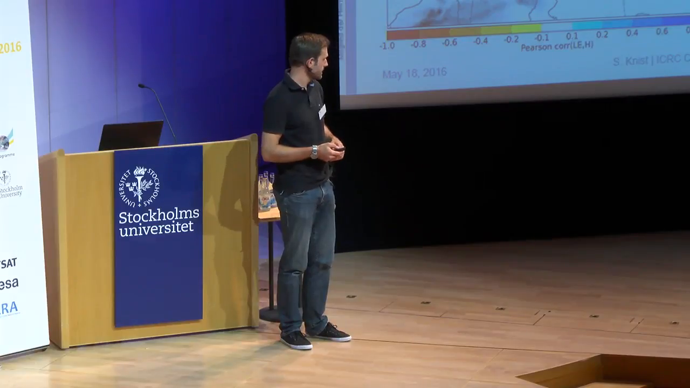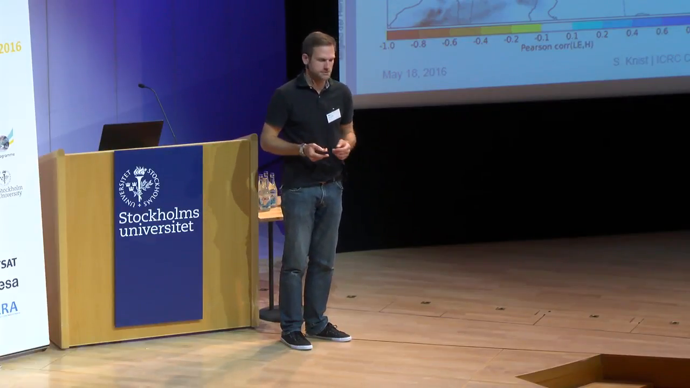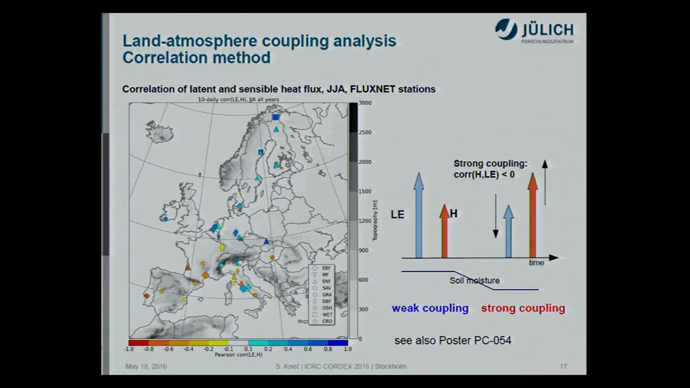heat waves. A valid method to quantify its strength is to look at the correlation of latent and sensible heat flux. Areas of weak coupling would be indicated where the correlation is positive, so where we have an energy limited system, and strong coupling in areas with negative correlation, which are soil moisture limited. If you apply this method, for example, for FluxNet flux measurement stations all over Europe, this gives you the following picture. You have mainly strong coupling in southern parts of Europe and weak coupling in northern parts of Europe.